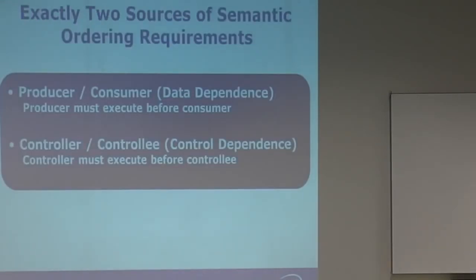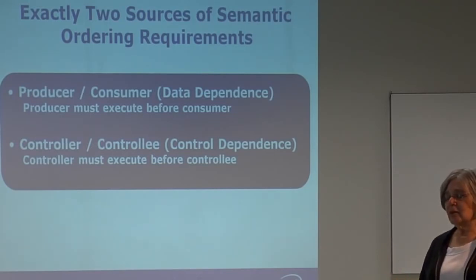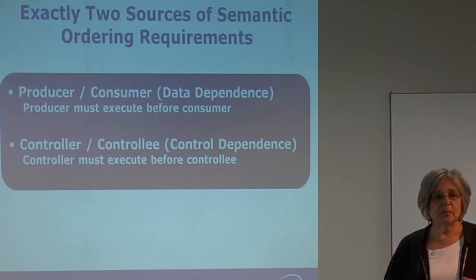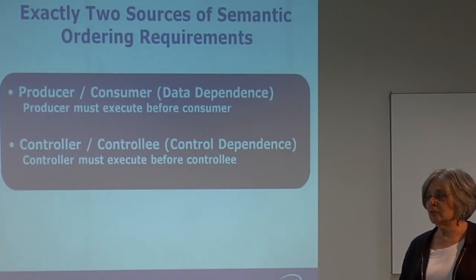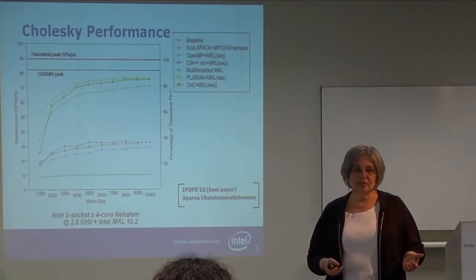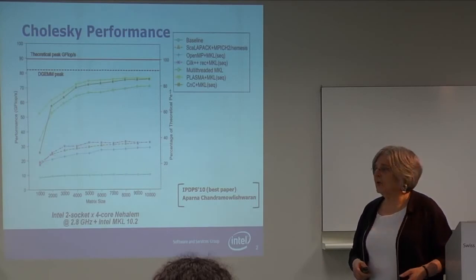So what are the two sources of these constraints? Well, there's the producer-consumer relationship. If you have a producer producing some data and a consumer consuming it, then that producer has to execute before the consumer. That's pretty straightforward. And there's a controller-controllee relationship. If one computation determines whether another computation is going to execute, because it's a high-level language, it's going to be inefficient. That's just not true.